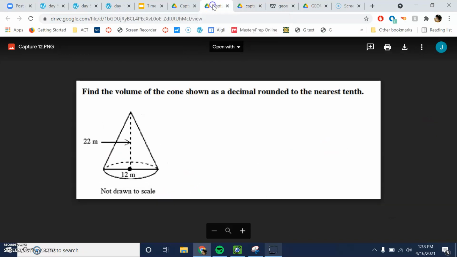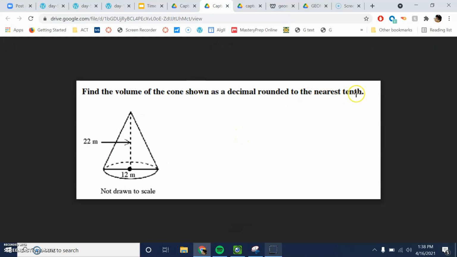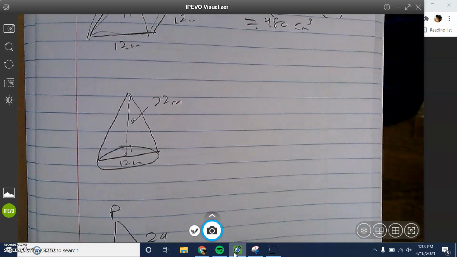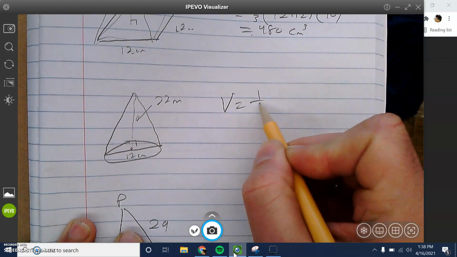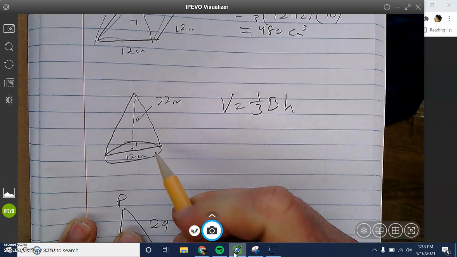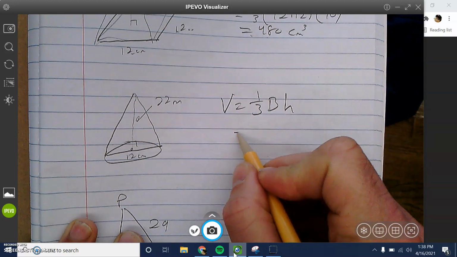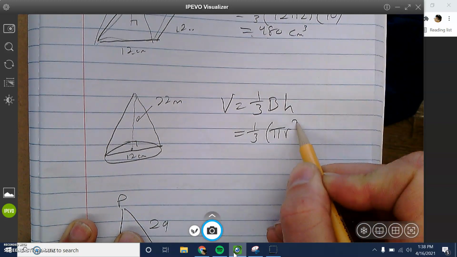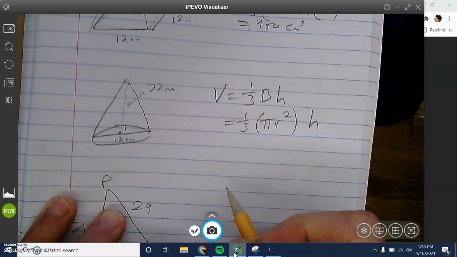Number two, here it is. What's the volume of a cone to the nearest tenth? So volume of a cone, also 1/3 area of the base times the height. Okay, but the base is a what? Yeah, it's a circle. 1/3. What's the area of a circle? Pi r squared times the height.